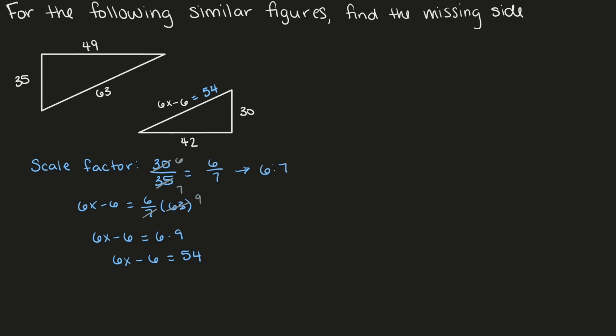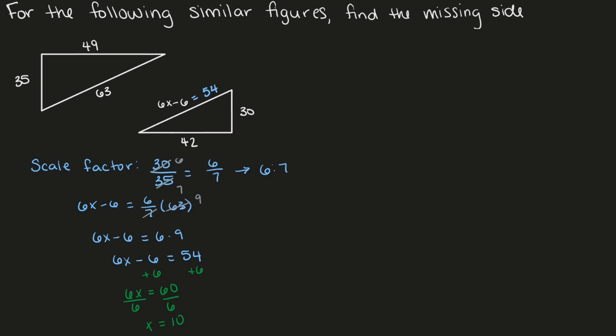If we wanted to take it a step further and solve for x, then we'll just add 6 to both sides, and we'll get 6x equals 60. Divide by 6 and get x equals 10. But we found our side length, which is 54.